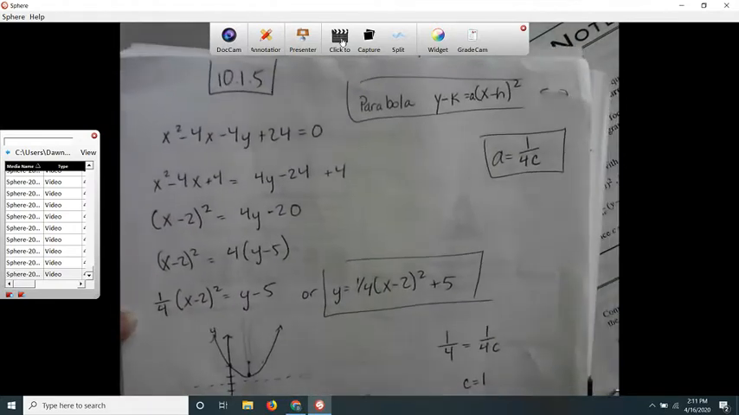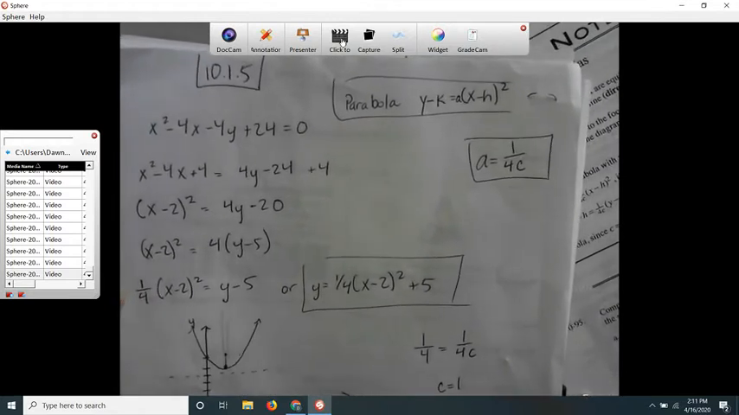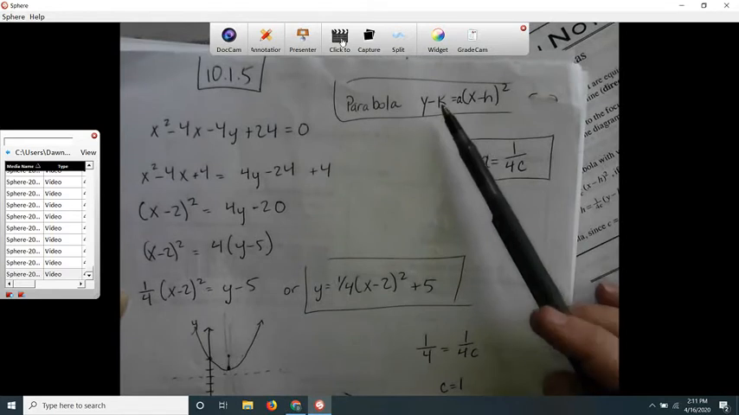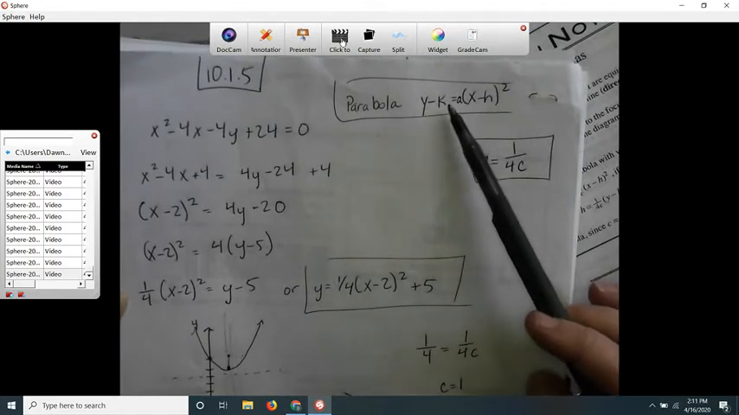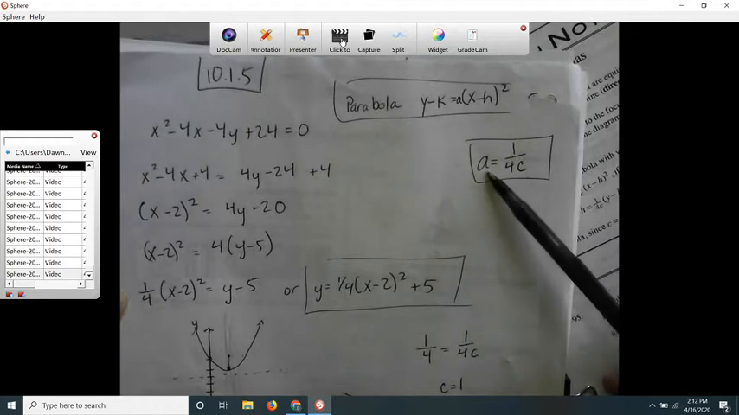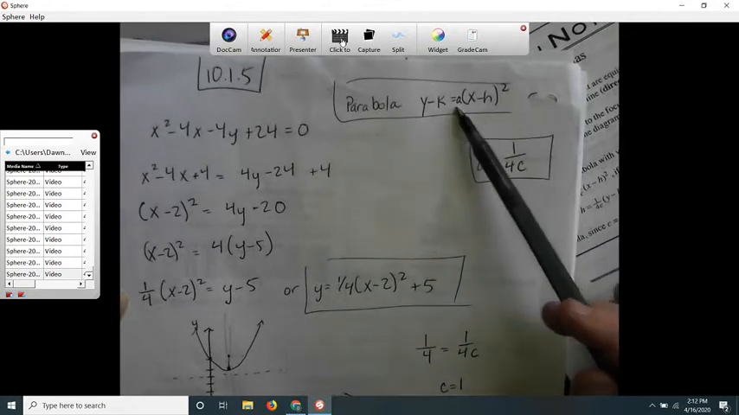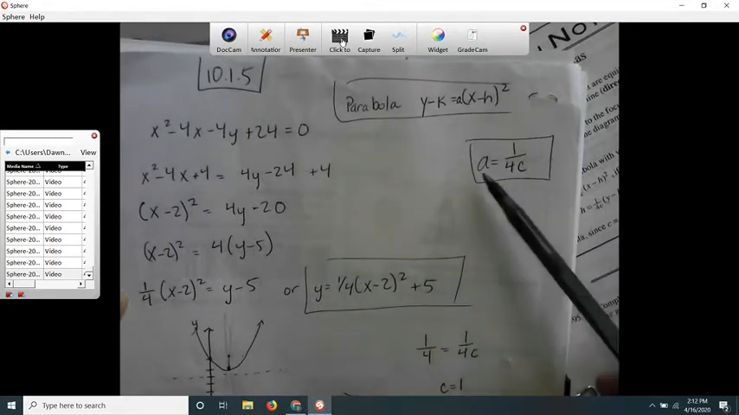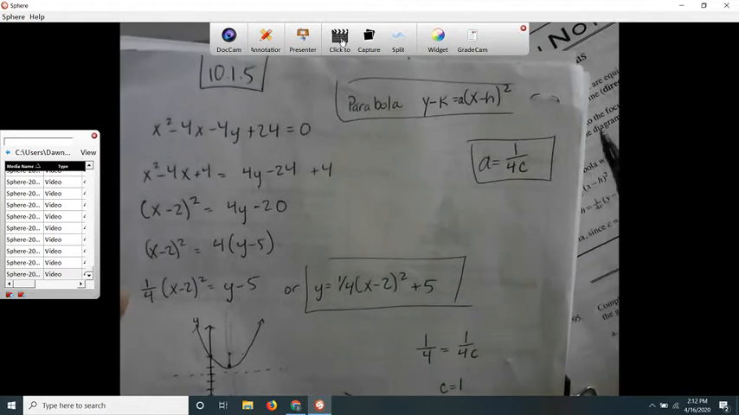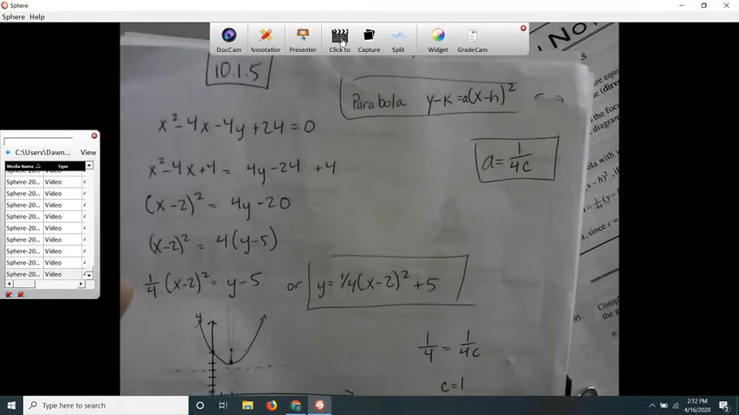It's a parabola. And I recall that we found the graphing form of a parabola was y minus k equals a times x minus h squared. And we also found out that a, which is usually our stretch factor, is equal to 1 over 4c, with c being the distance between the vertex and the focus.